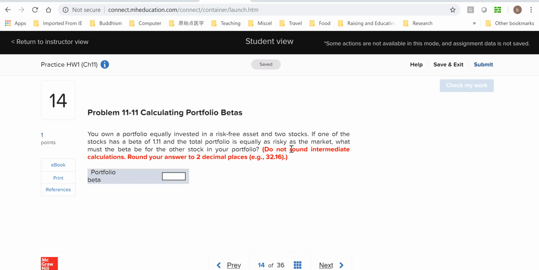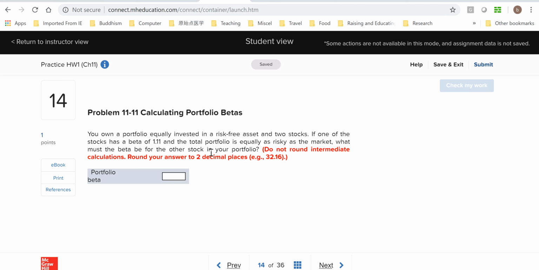This is practice homework 1, question number 14, problem 11-11. You own a portfolio equally invested in a risk-free asset and two stocks. If one of the stocks has a beta of 1.11 and the total portfolio is equally as risky as the market, what must the beta be for the other stock in your portfolio?